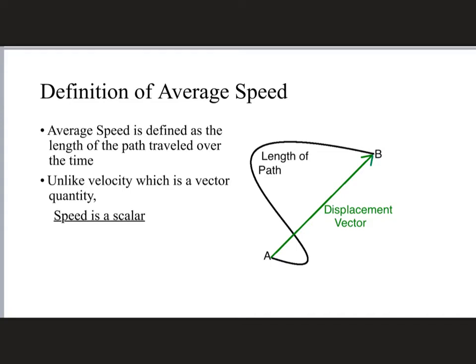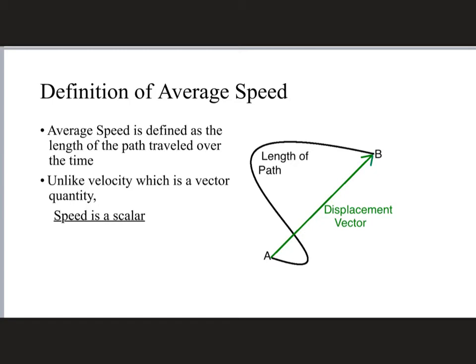And so we actually have another definition that is distinct from average velocity, and that is the definition of average speed. And so, whereas average velocity was the displacement vector divided by the time, the average speed is the distance, or the length of the path traveled, divided by the time. And since length or distance are scalars, then we can say that speed is a scalar. And that's our first really big difference between speed and velocity.